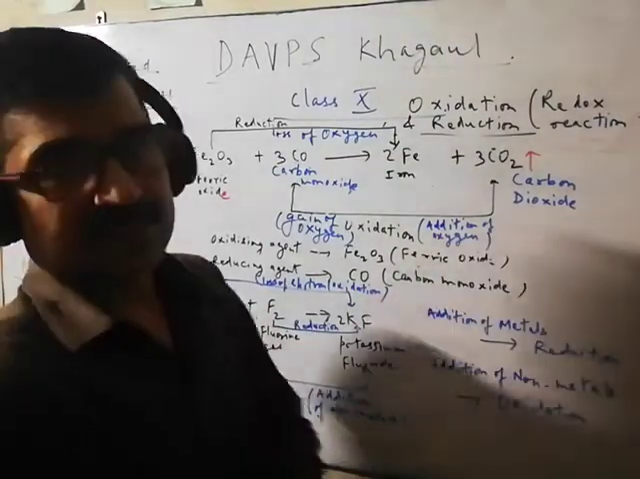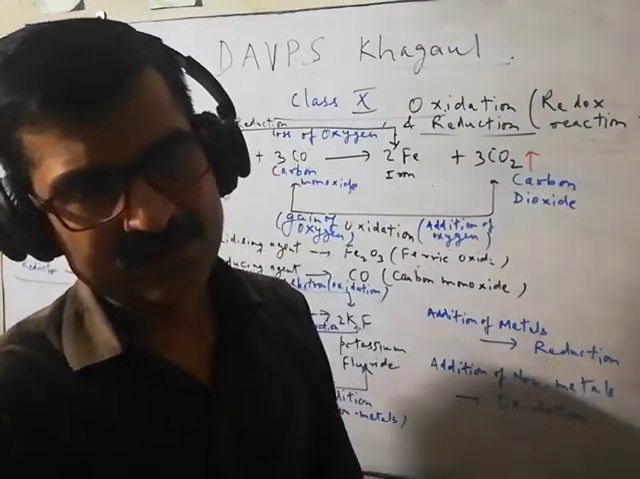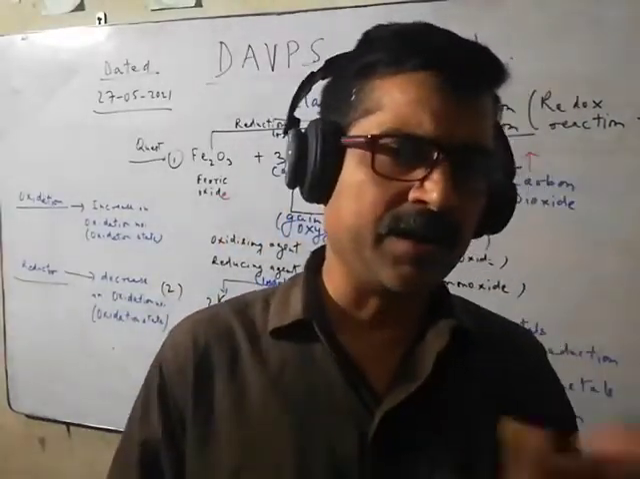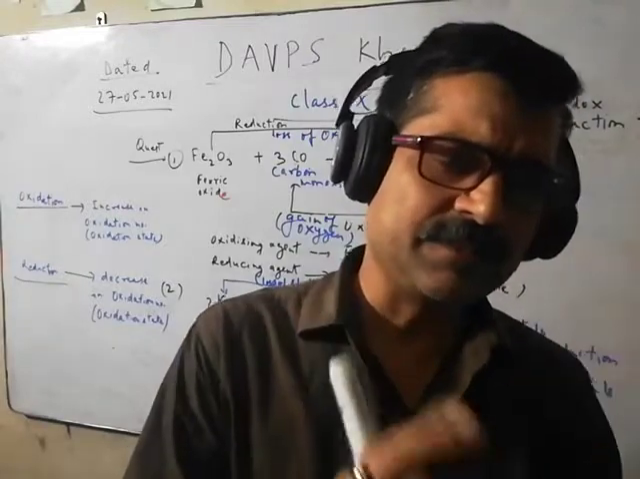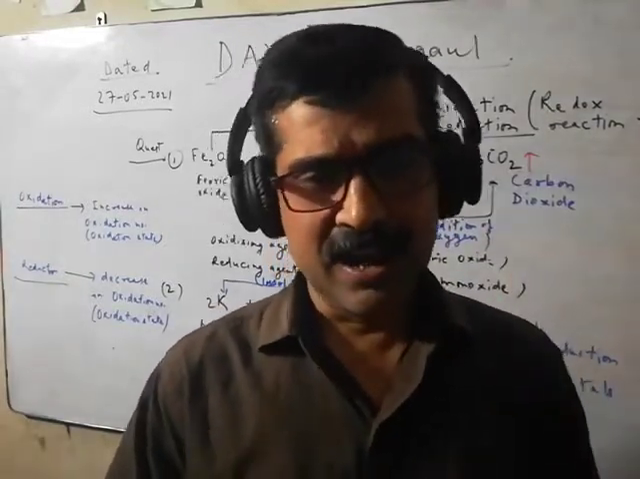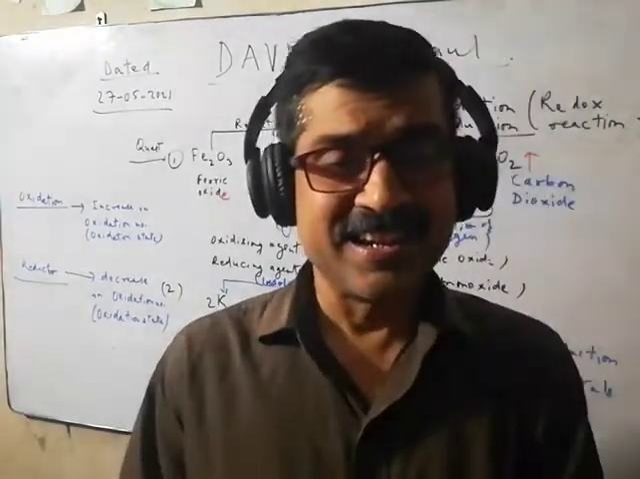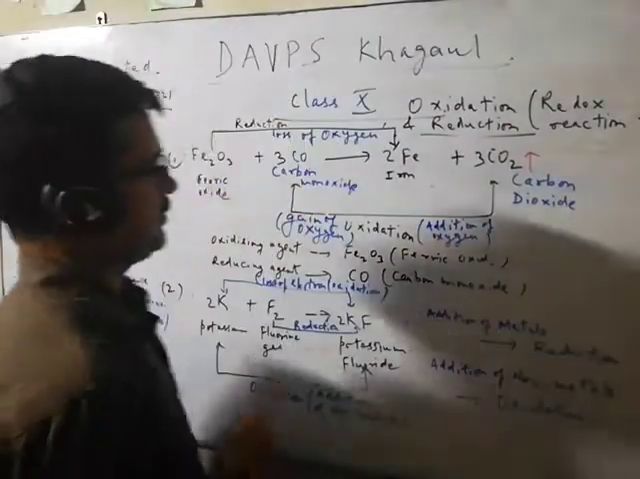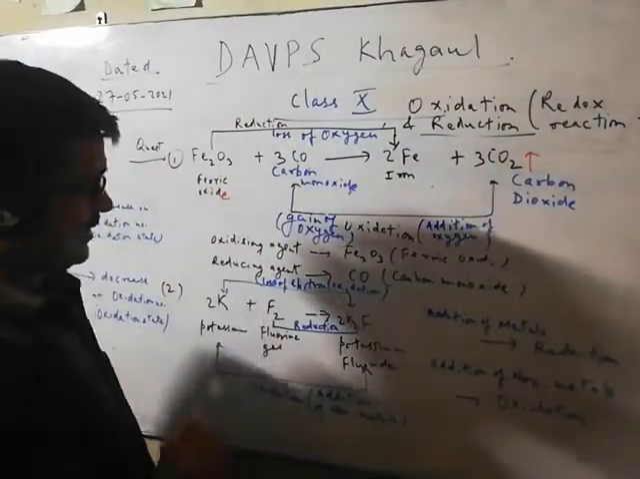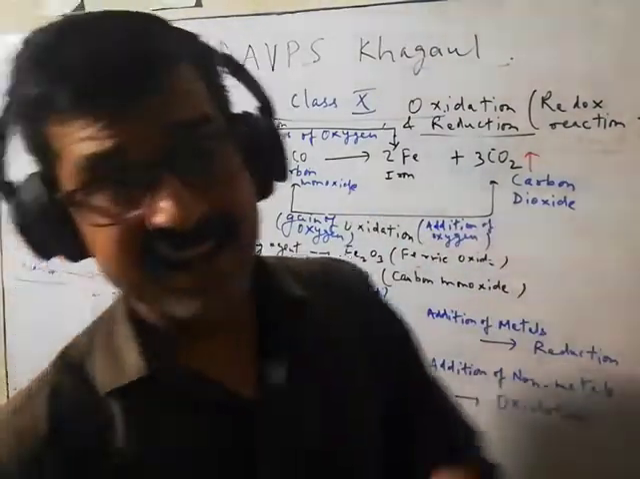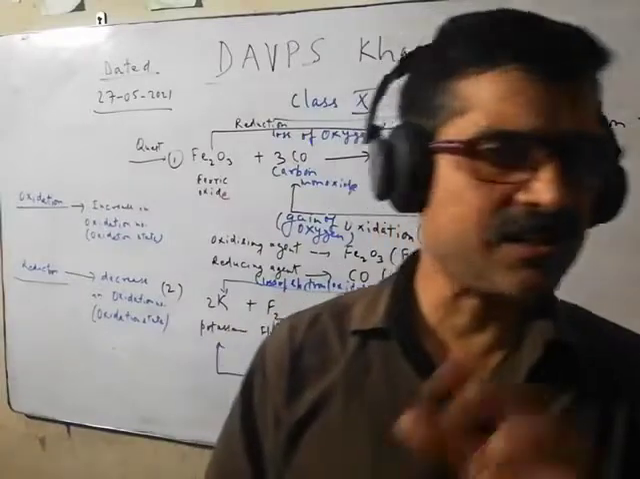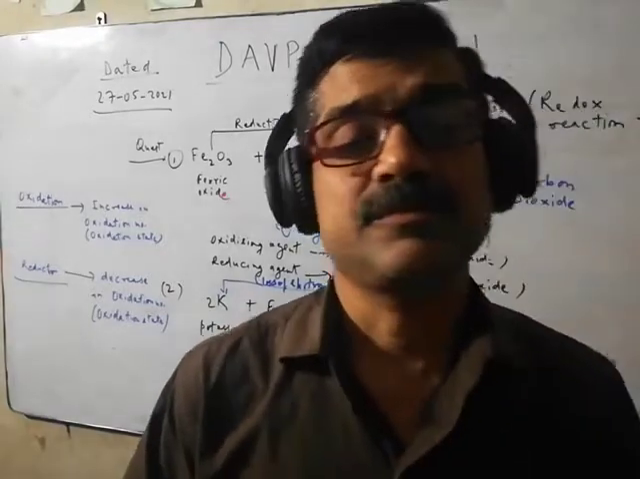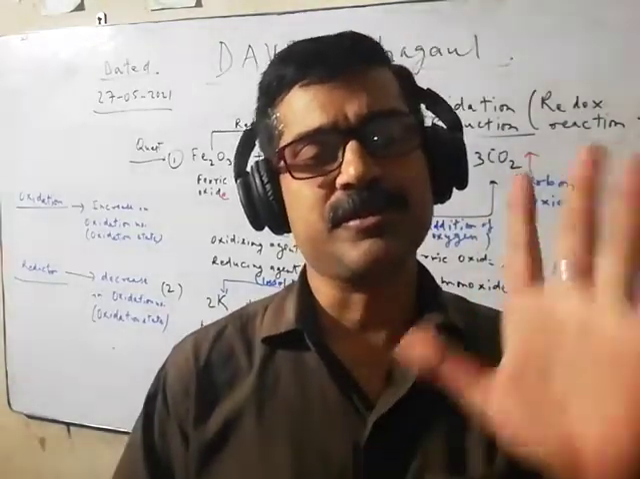So you are getting another definition of oxidation and reduction. First definition, a very easy definition that you will remember: addition of oxygen is oxidation, and removal of oxygen is reduction. Okay, you should remember this. That was the first reaction. In the second reaction, a new definition: addition of non-metal is oxidation, and addition of metal is reduction. This point also you should remember.